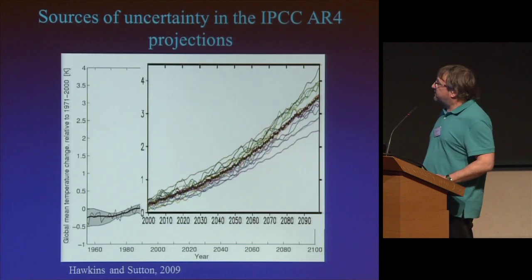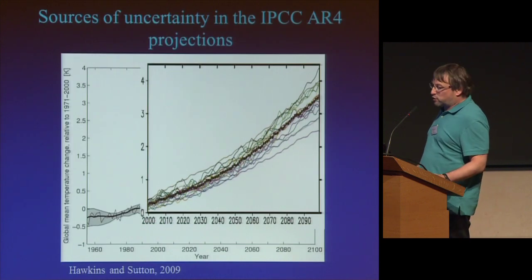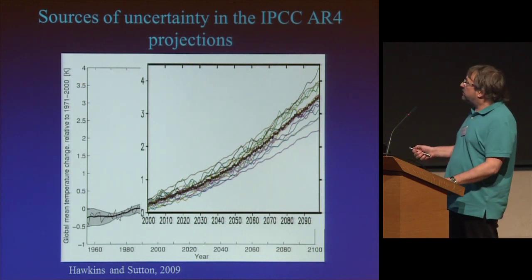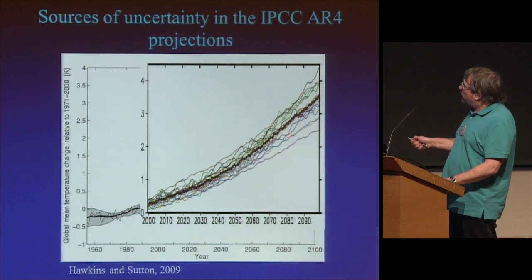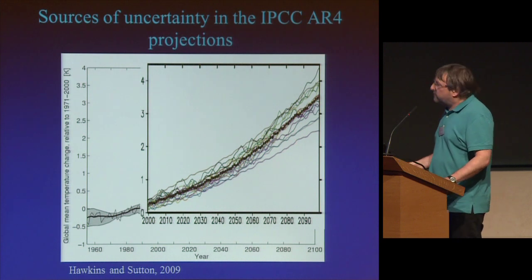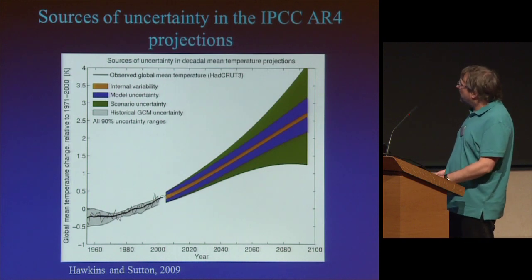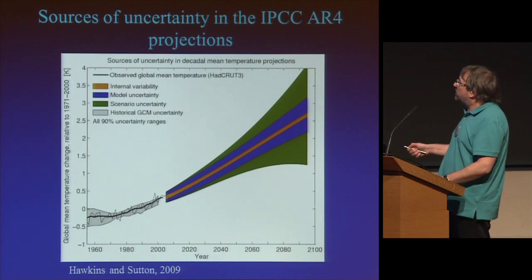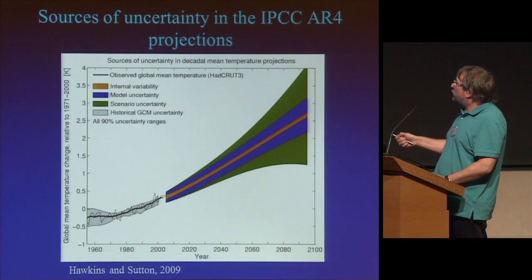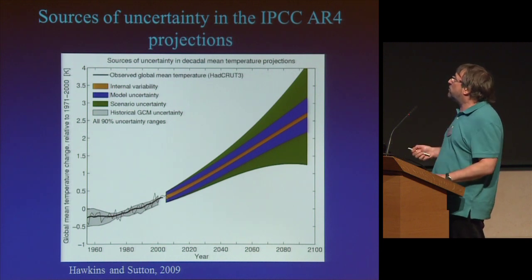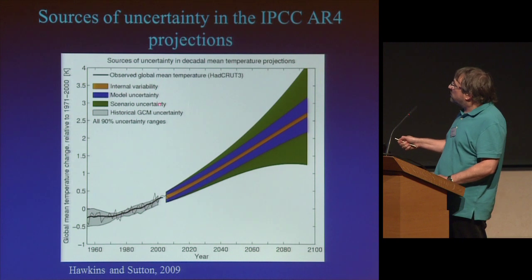Another way of looking at that is to see, for example, the projections that have been shown earlier, for example, in David's talk, and to try to analyze the causes for the spread of this kind of projection in the future. This has been done by Hawkins and Sutton, and they have split the uncertainty associated with such projections into three different kinds: one due to the internal variability, one to the model uncertainty by taking several models, and one due to the scenario uncertainty.